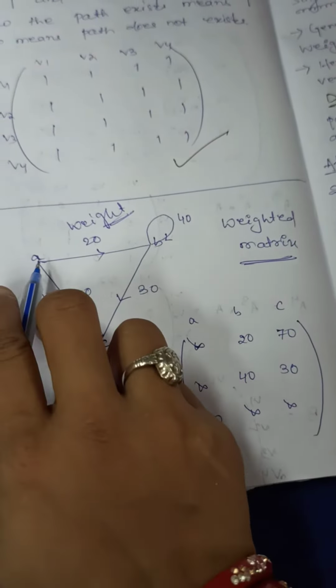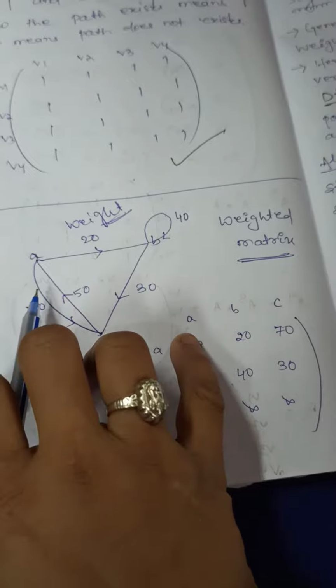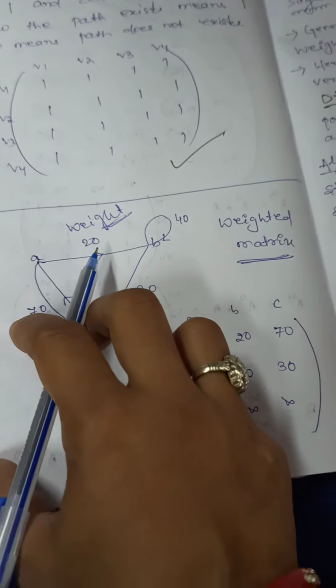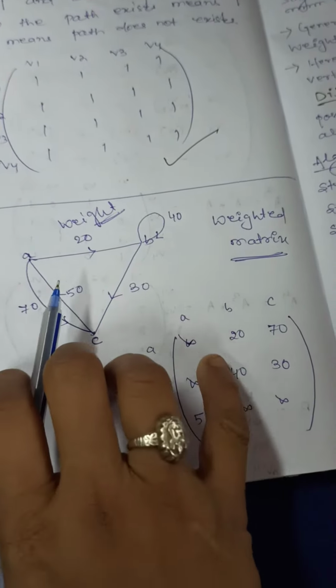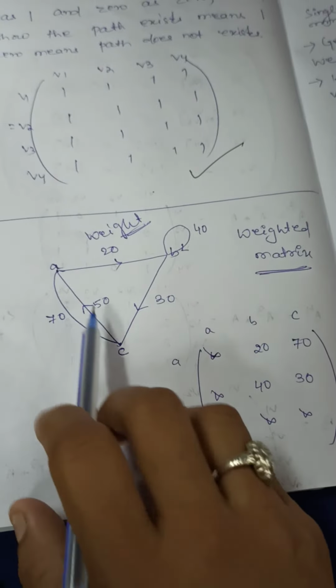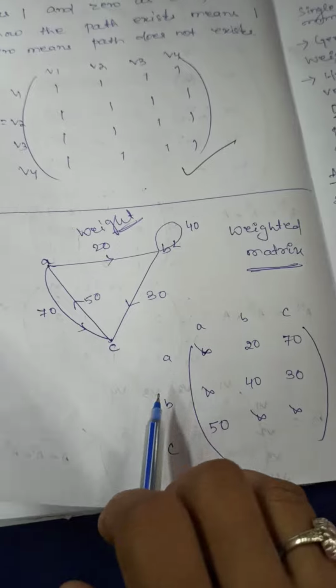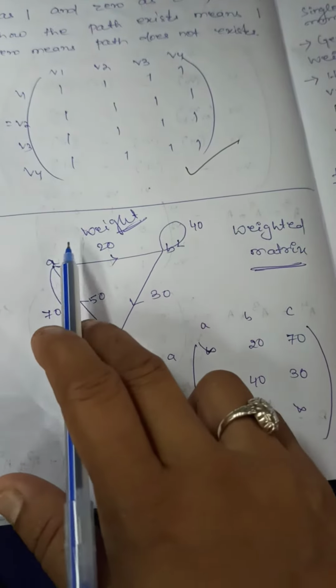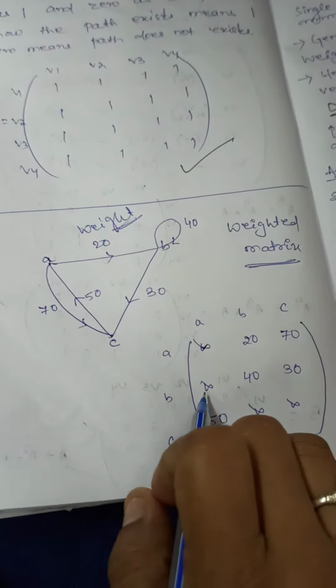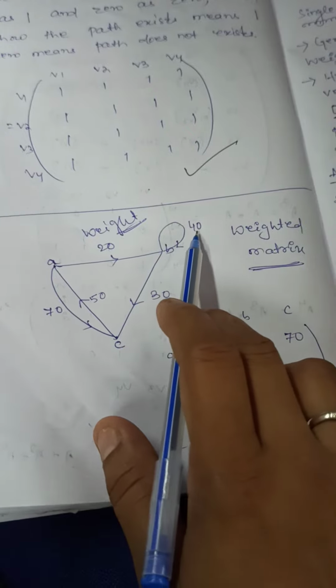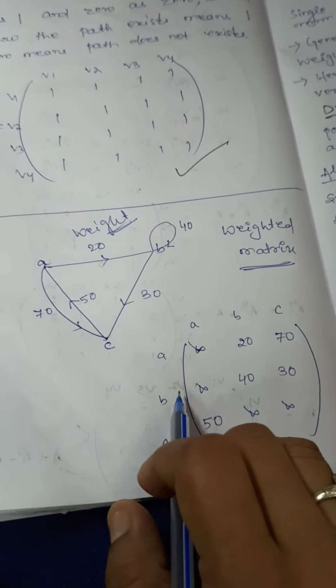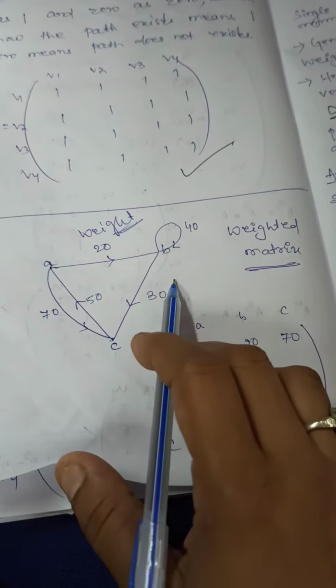Like see here, A to A, no self loop, so that's why infinity. A to B, direct edge and its weight is 20, so put 20 here. Then A to C, direct edge is there, that is 70, put 70 here. Next B to A, there is no direct edge, so put infinity. B to B, that is 40 because there is a self loop. B to C, that is 30.